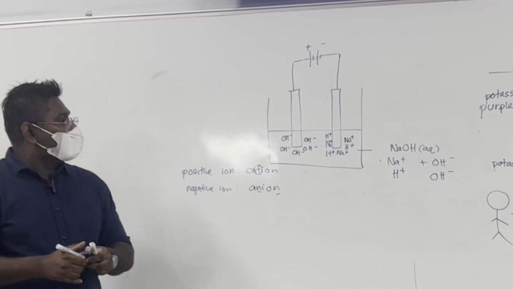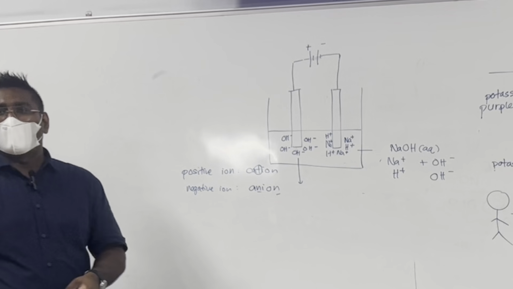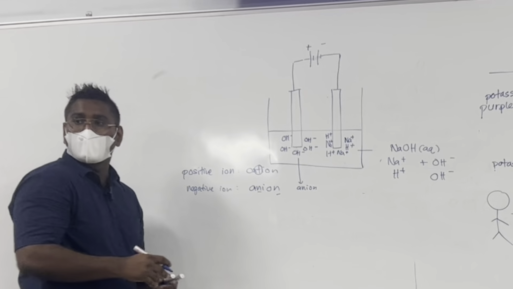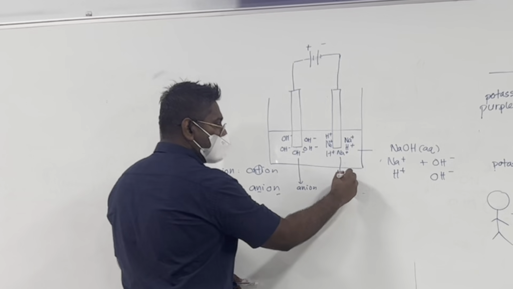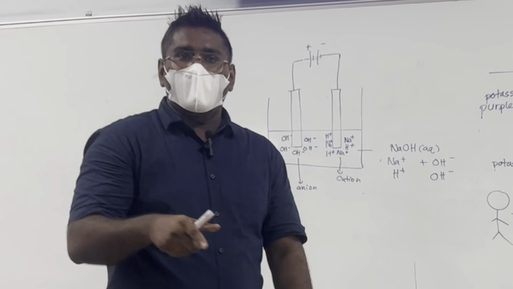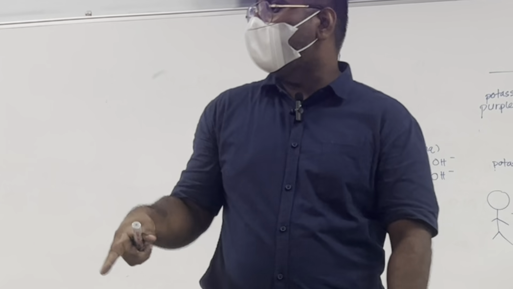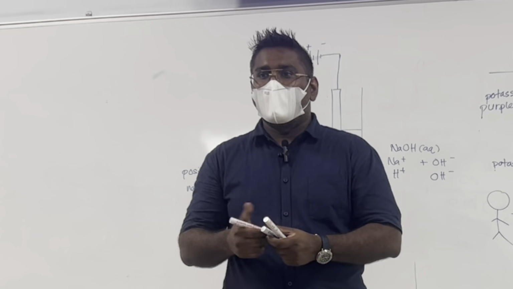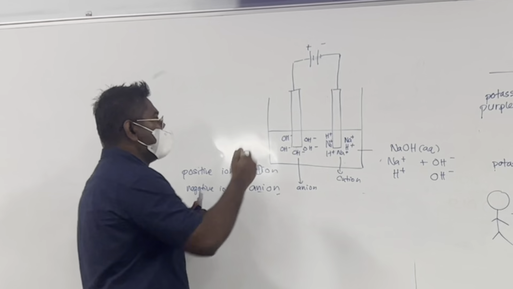Now, let's put it over here. This is a negative ion, so these are called anions. These are positive ions, so these are cations. Always remember, anion is attracted to anode. Cation is attracted to cathode. That's why the name came in the first place. So anion goes to the anode, so this is anode.